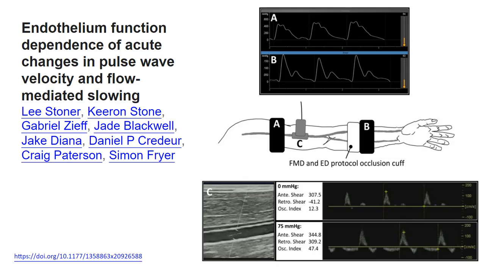Here's another study that we did just to finish out this clinical significance section. We also looked at the contribution of endothelial function to pulse wave velocity. We found that when we induced endothelial function acutely and locally, we did this in the arm, there was a corresponding increase in pulse wave velocity, so an increase in arterial stiffness.